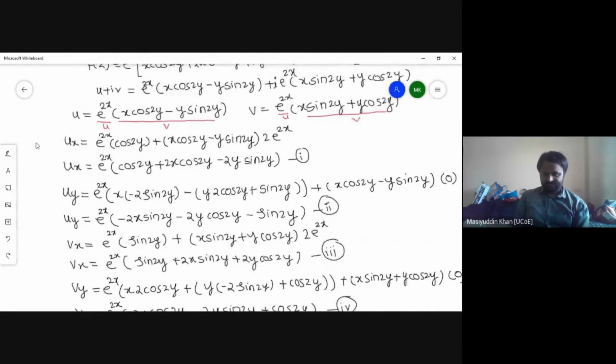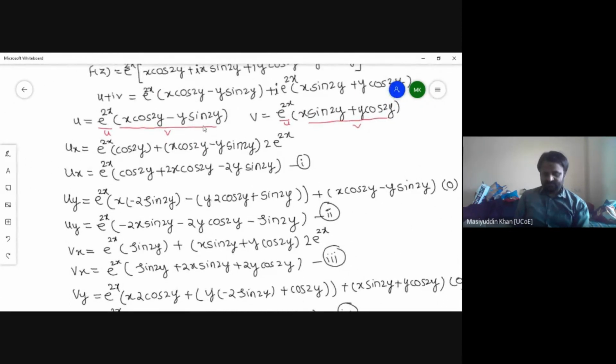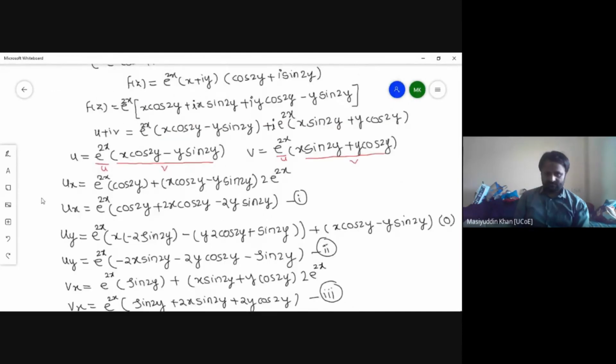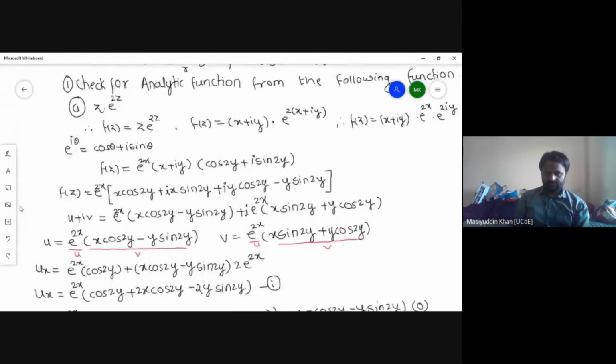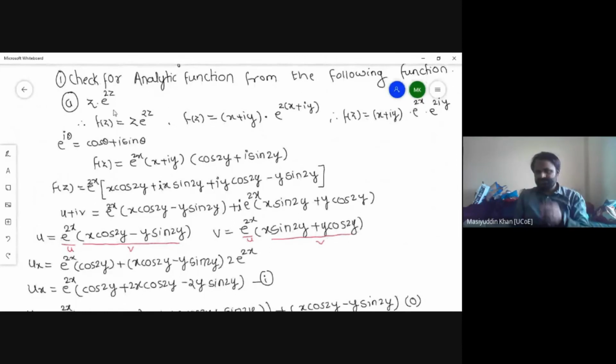It is a 6 marks question, it is asked for 6 marks. z into e raised to 2z was the function, simplified and solved. Always remember, z is equal to x plus iy and f of z is equal to u plus iv. So z is our x plus iy, and here again we have to substitute it: e raised to 2 into x plus iy. Just separate this part: e raised to 2x into e raised to 2iy.